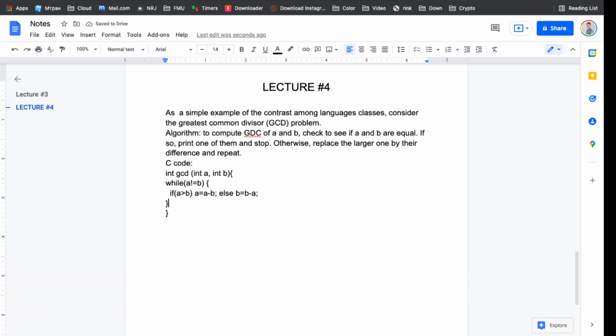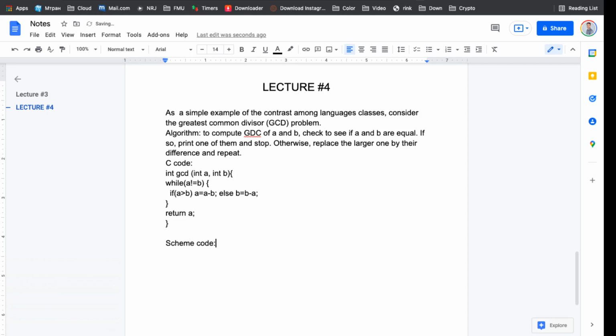So while they're different, we do that, and once they're the same, we just return either A or B. Let's say A. So that's what it looks like in Java and C code, like in all the von Neumann languages, the object-oriented programming languages. There is no surprise here. Now let's talk about Scheme code.